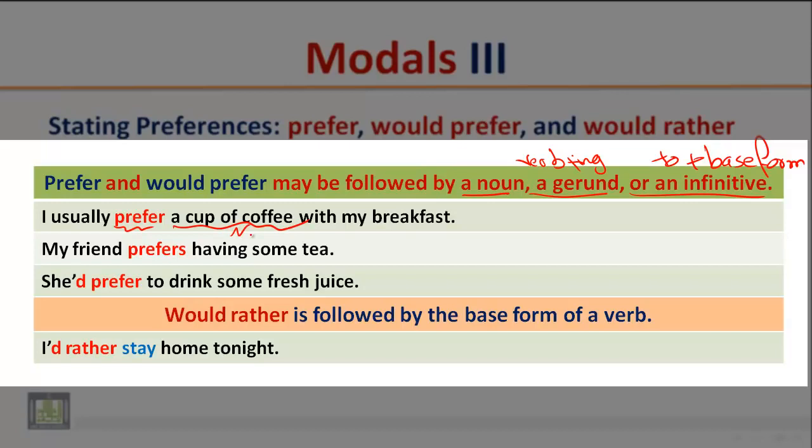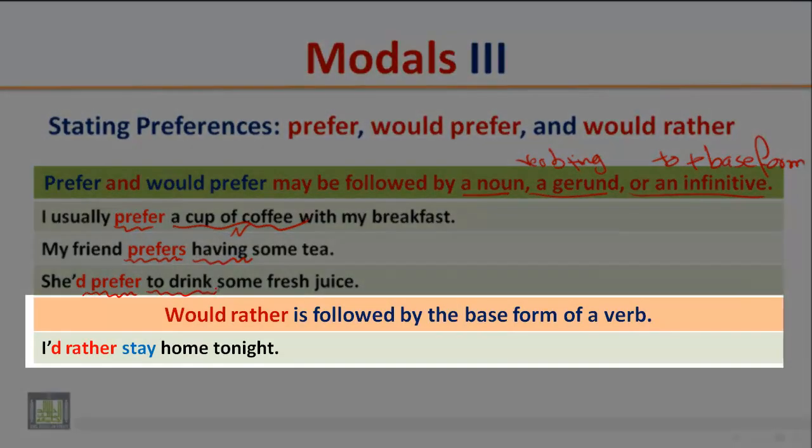My friend prefers having some tea. In this example, the verb prefers is followed by a gerund. She'd prefer to drink some fresh juice. In this example, the word prefer is followed by an infinitive. Would rather is followed by the base form of a verb. I'd rather stay home tonight. After would rather, we use the base form of the verb.